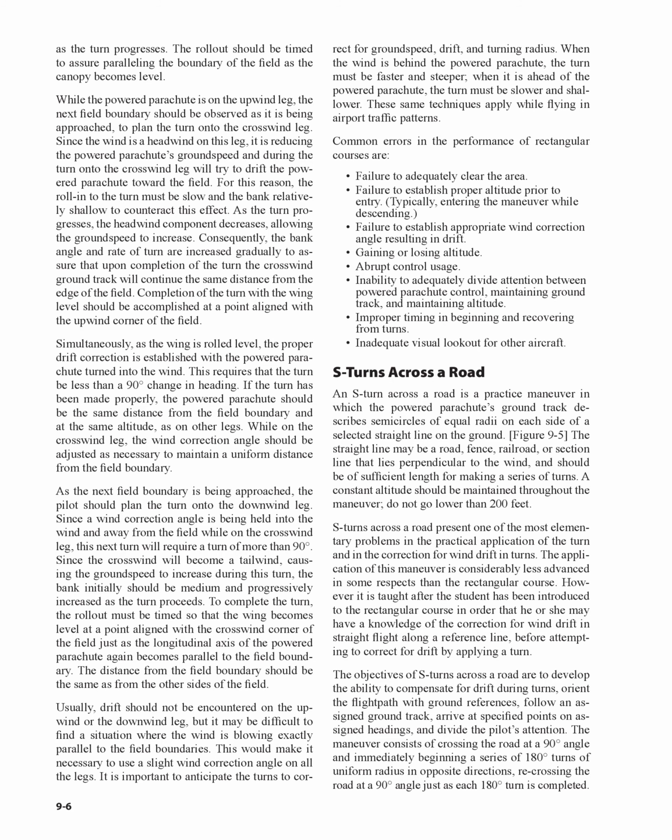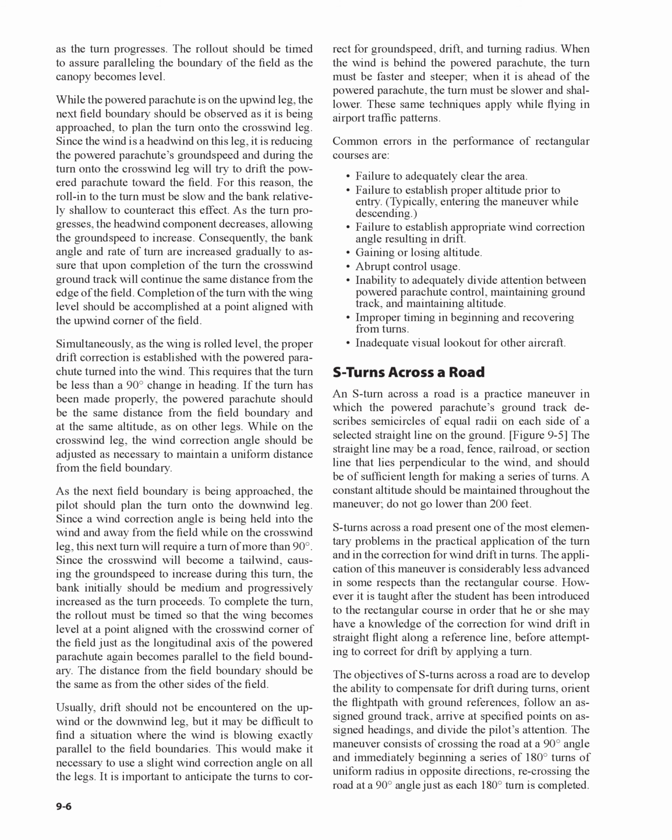It is important to anticipate the turns to correct for ground speed, drift, and turning radius. When the wind is behind the powered parachute, the turn must be faster and steeper. When it is ahead of the powered parachute, the turn must be slower and bank lower. These same techniques apply while flying in airport traffic patterns.